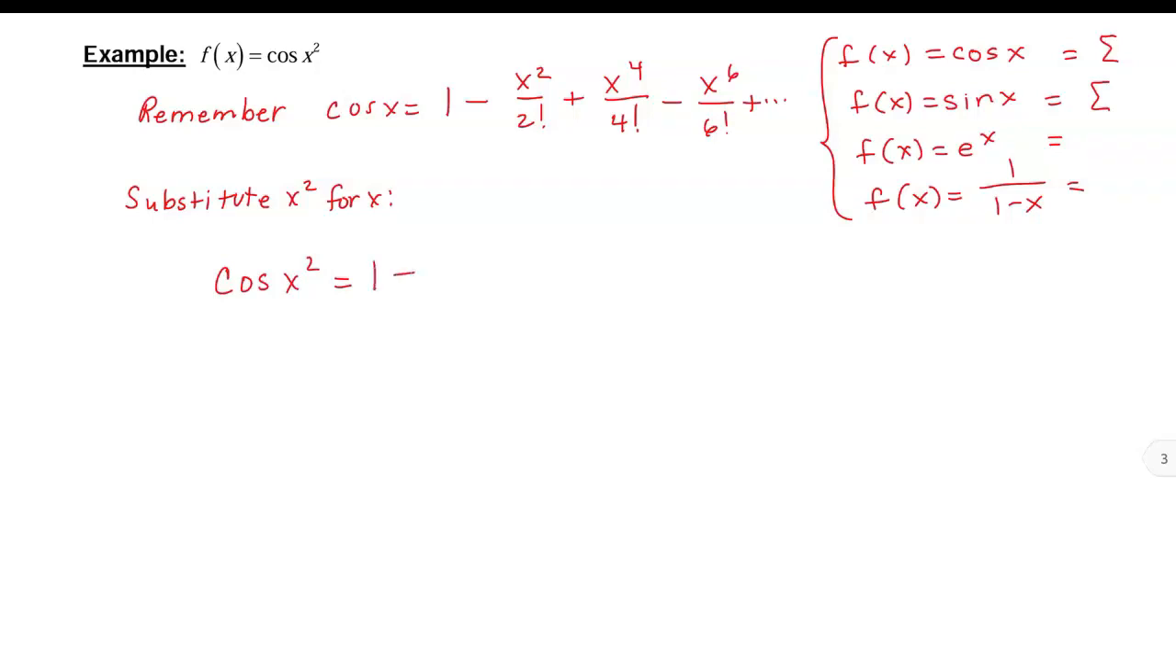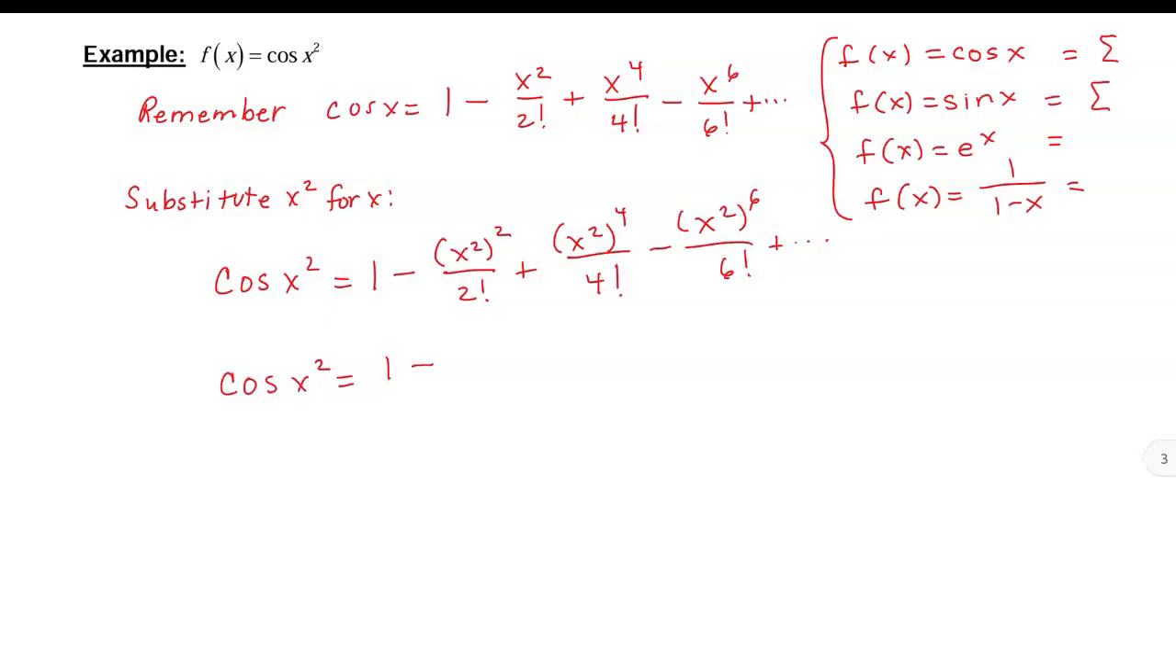1 minus x squared squared over 2 factorial plus x squared to the 4th over 4 factorial minus x squared to the 6th over 6 factorial and so on. That means cosine x squared is 1 minus x to the 4th over 2 factorial plus x to the 8th over 4 factorial minus x to the 12th over 6 factorial and so on.